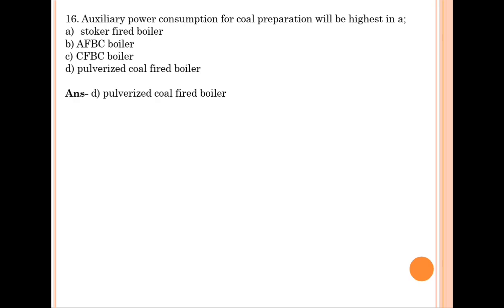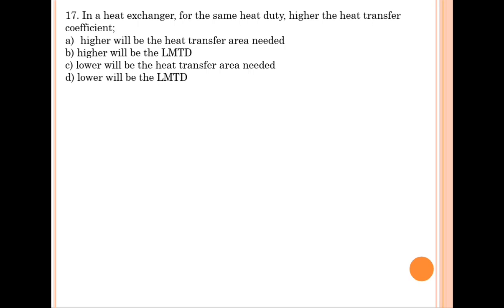Auxiliary power consumption for coal preparation will be highest in which type of boiler? If you see from the options, pulverized coal fired boiler is the right answer, because in a PF boiler the auxiliary power consumption is more, as we are using higher capacity of MDBFPs and basically the IDCTs. So hence the auxiliary power consumption is more in a PF boiler.